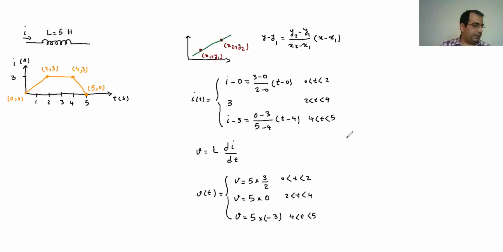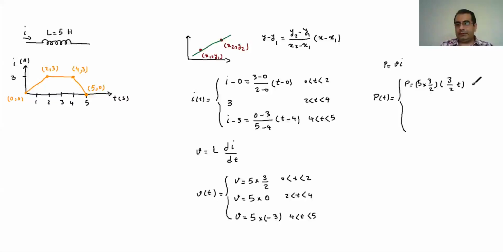And then if we want to find the p, we know that p is v times I. So I know p of t is going to be v times I. For the very first one, it's 5 times 3 over 2 for the v, and the I is 3 over 2 times t.